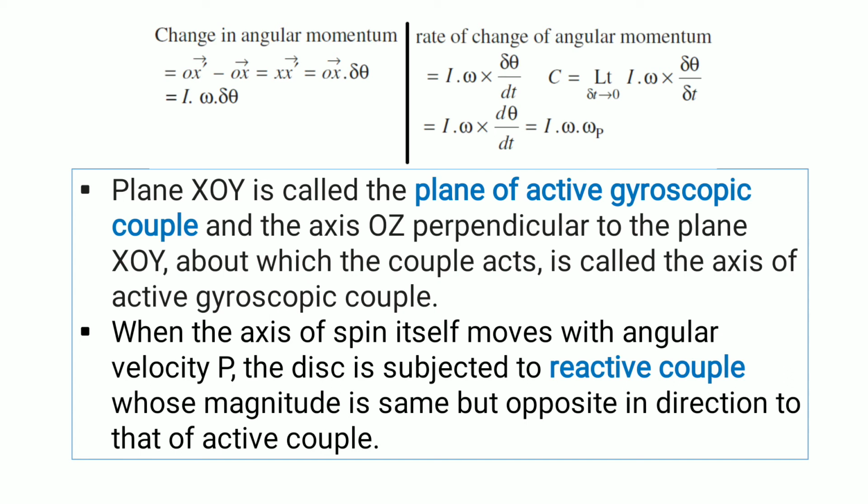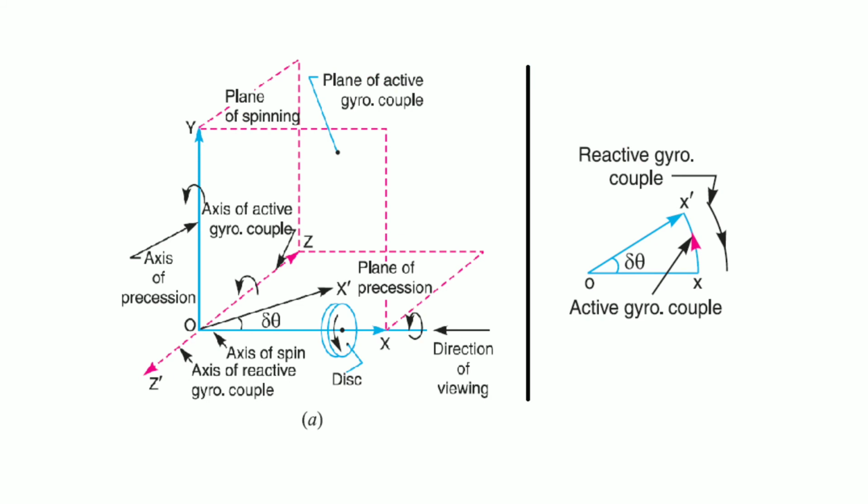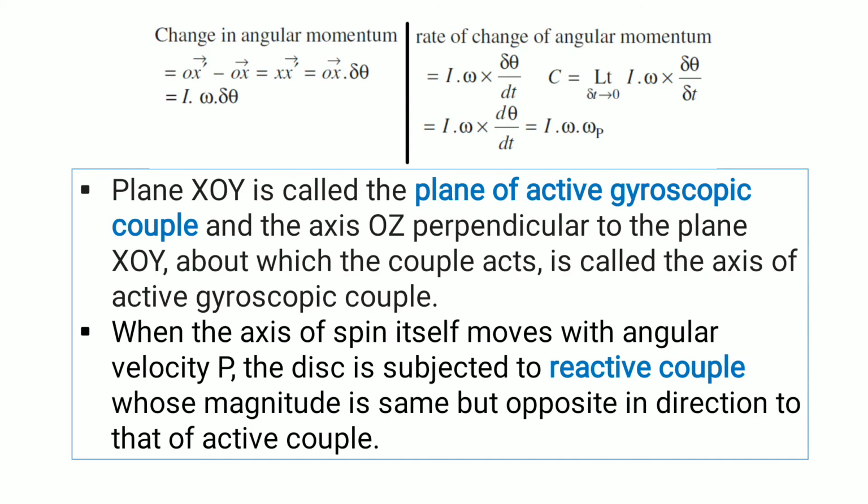limit delta t tends to 0, I omega delta theta upon delta t. When we consider the limit delta t tends to 0, delta theta by delta t becomes d theta by dt. So I omega into d theta by dt. Here d theta by dt is nothing but the angular velocity of the axis of spin, that means the angular velocity of precession. So I omega into omega p is the rate of change of angular momentum, or we can say it is the active gyroscopic couple.